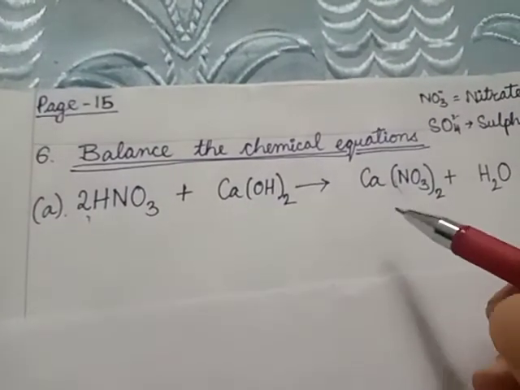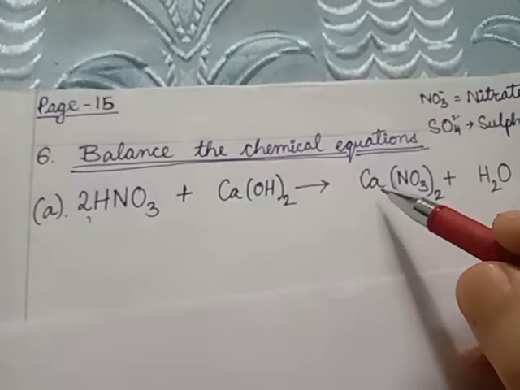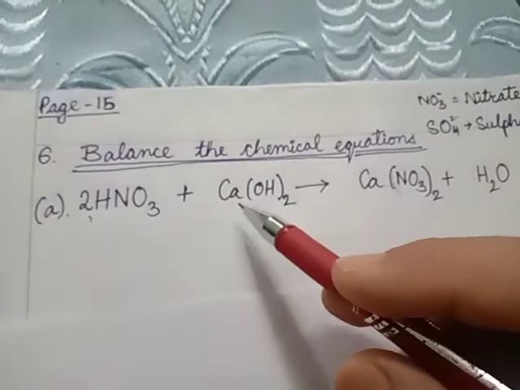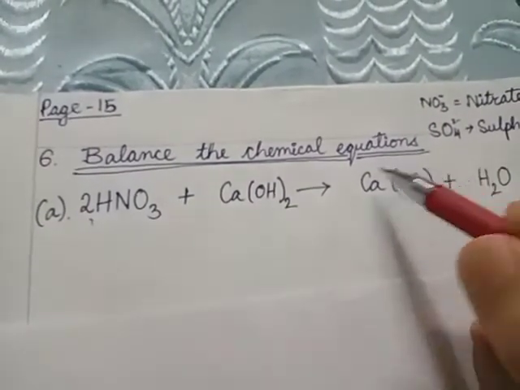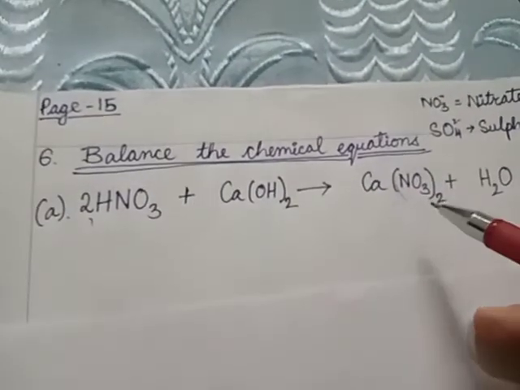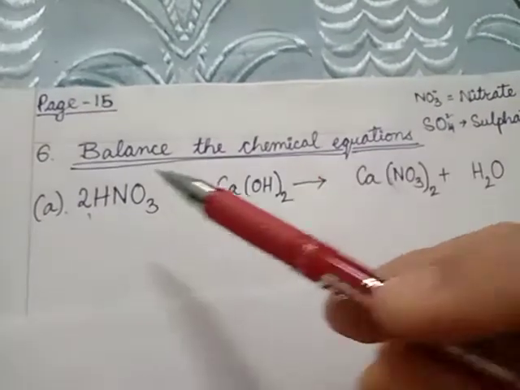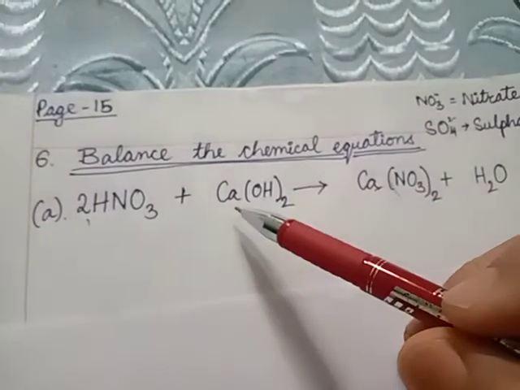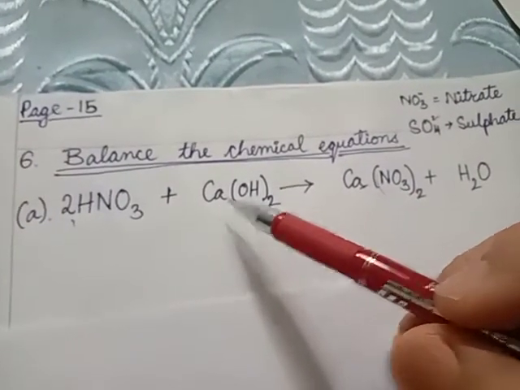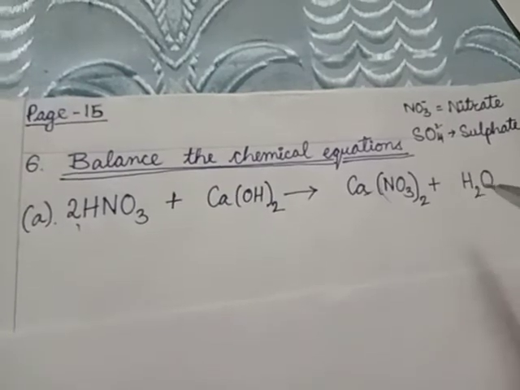Now on the product side there is 1 calcium atom. On the reactant side also there is 1 calcium atom, which means this part is balanced on both sides of the equation. 2 nitrate, 2 nitrate, then 1 calcium, 1 calcium. Now we have to look for the other elements.